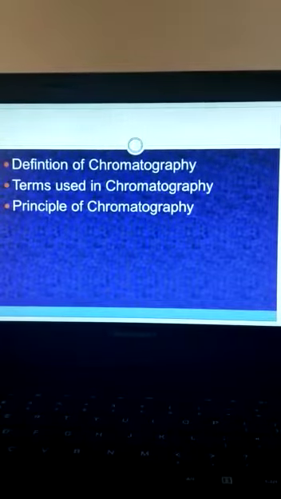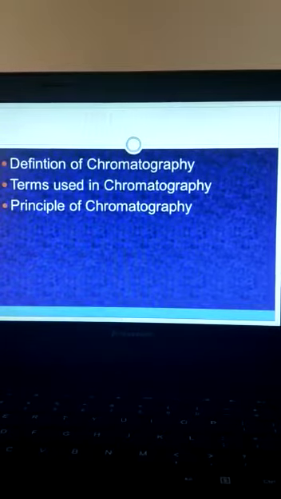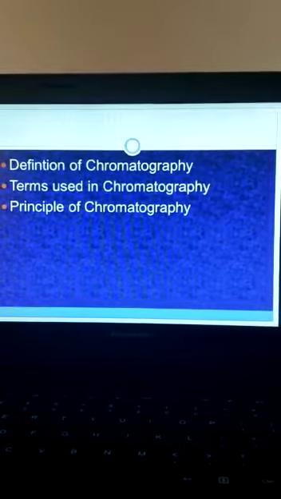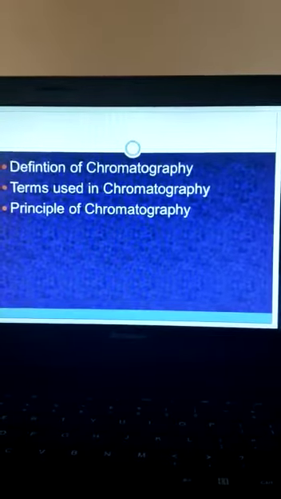By the end of this session, you should be familiar with the definition of chromatography, different terms that are used in chromatography, and the principle used in chromatography.